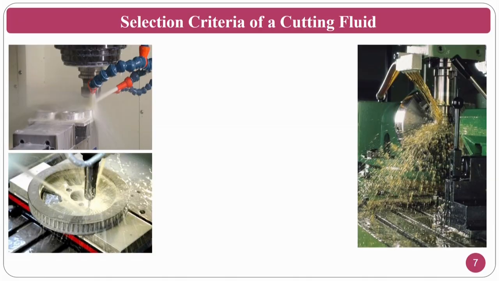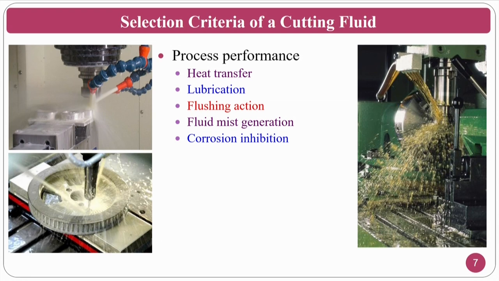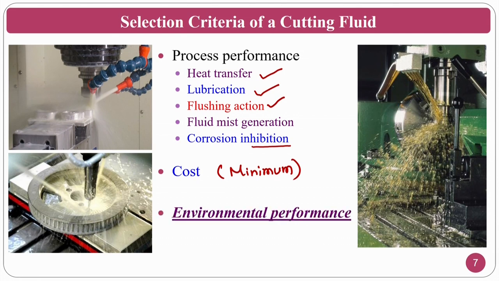Normally, the cutting fluid selection criteria depend on many things such as heat transfer performance, whether it is transferring the heat properly, tribological performance, that is whether it is lubricating properly or not, and flushing action, whether it is flushing the chips properly. Also fluid mist generation, if I want to use it as MQL, whether it gives proper mist generation, and corrosion inhibition, so it should not corrode the product afterwards. Apart from all these, the cost of the cutting fluid should also be as minimum as possible. At the same time, environmental performance and health hazard performance are also most important.